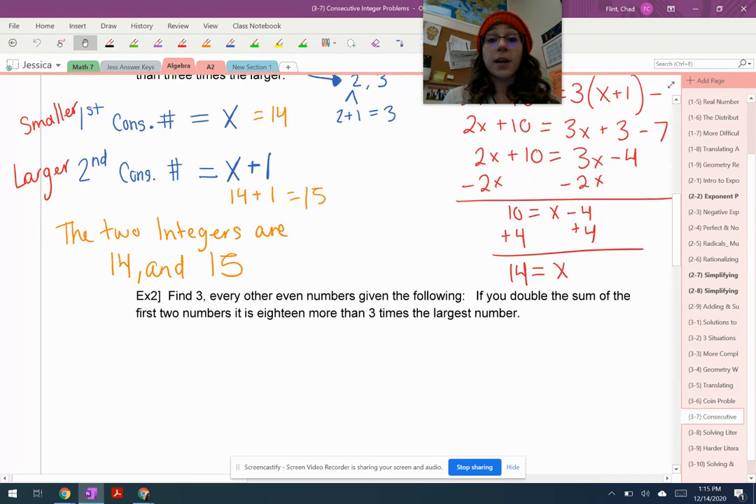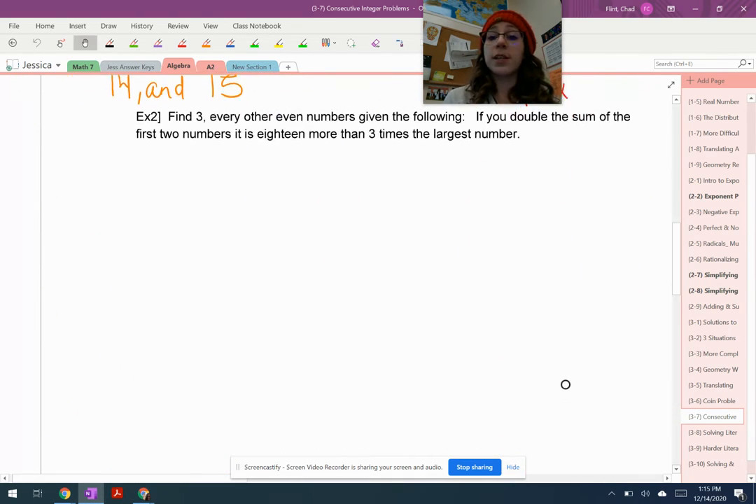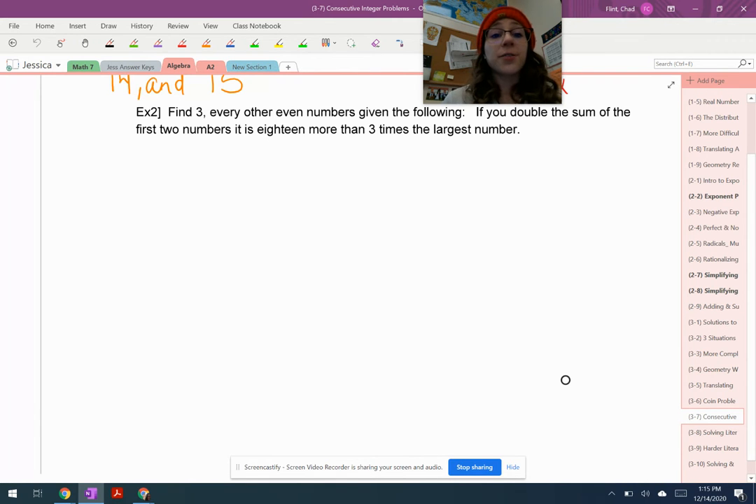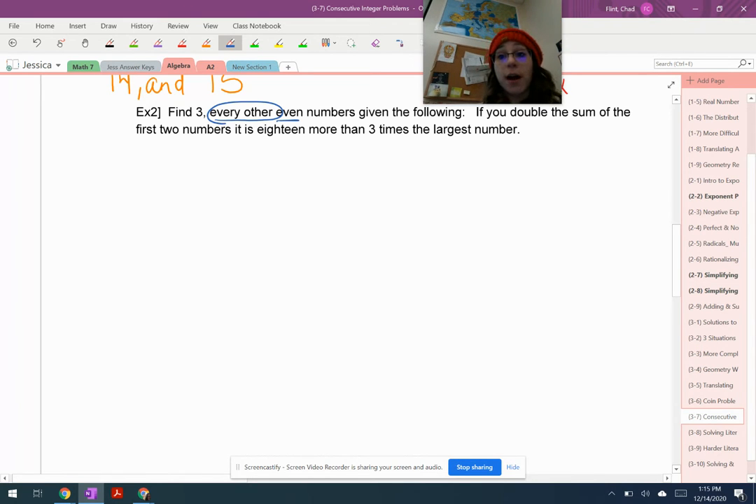Right, here we are back at Algebra 3-7, consecutive integer problems, and this is example 2. Find three every other even numbers, given the following. If you double the sum of the first two, it is 18.